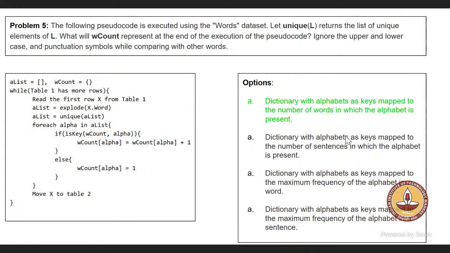Okay, why not the other option? Dictionary with alphabets as keys mapped to the number of sentences in which the alphabet is present. No, we are not checking for the sentences. We are executing the whole words data set. That's why this option is incorrect. Dictionary with alphabets as keys mapped to the maximum frequency of the alphabet in a word. We are not mapping to the maximum frequency. We are just counting unique letters in every word. So this option is also incorrect. Dictionary mapped to the maximum frequency of the alphabet in a sentence. We are not doing it in the sentence, and maximum frequency we are not taking.